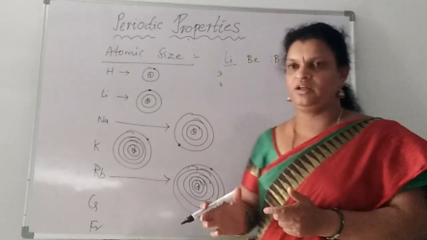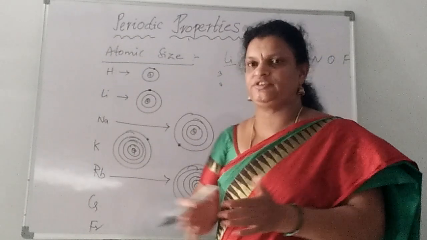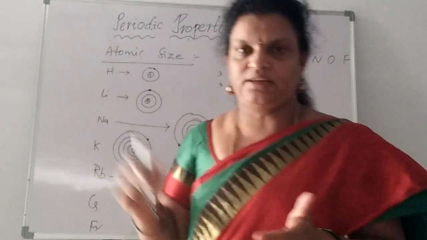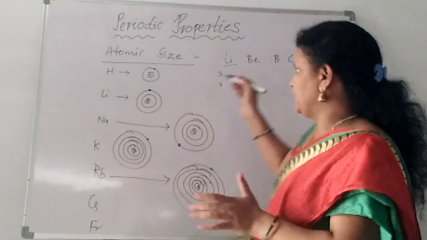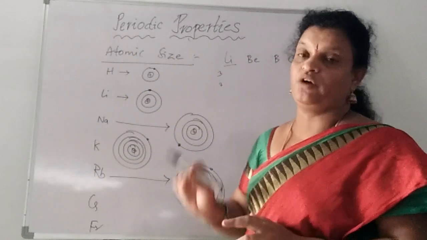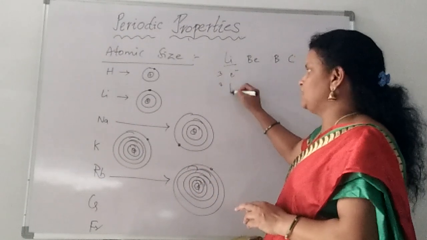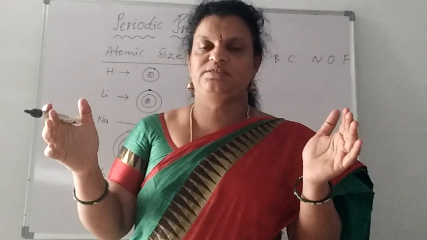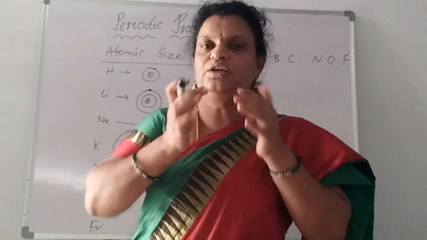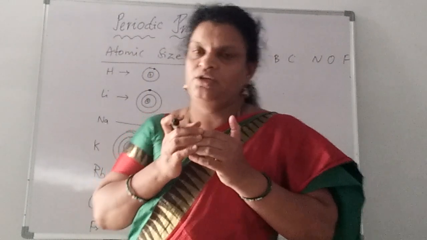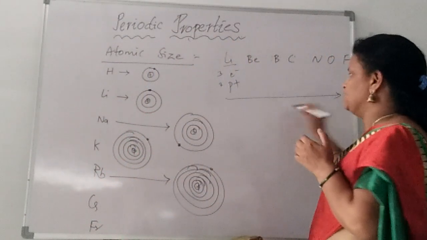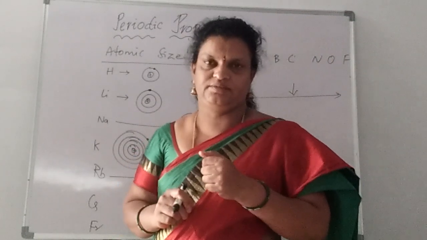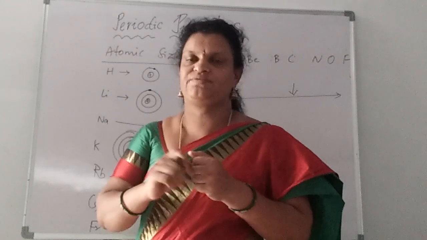So we may think that as 2 shells are present, and based on the number of shells we are saying that size is increasing, the size of all these elements will be similar. But what is happening here? The number of electrons and also the number of protons are increasing. So because of that, the nucleus is going to attract the electrons towards it. So from left to right, size decreases. In a period, atomic size decreases from left to right.